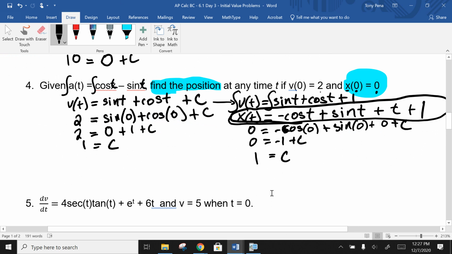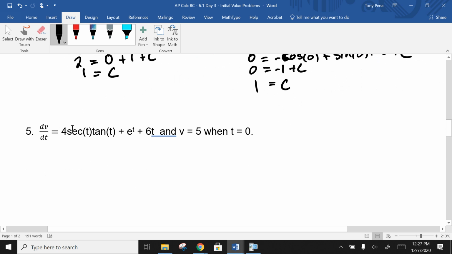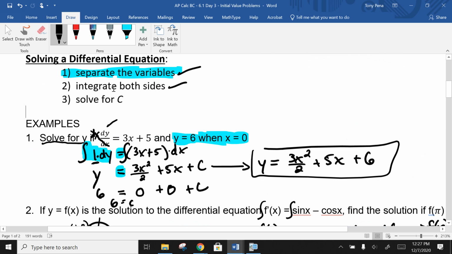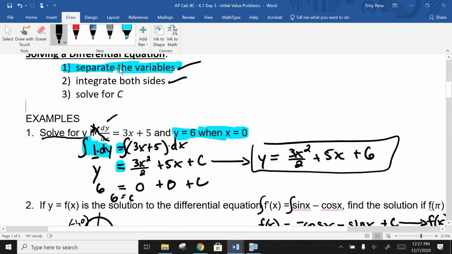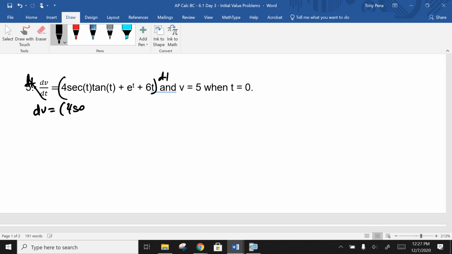The next few, though, tend to get a little bit more interesting. Number 5, first and foremost, this is the first one since number 1 where we have the fraction notation, dv over dt. So the whole idea that first and foremost you have to separate your variables pops up in this one. So we do want to do that. So in this case, what you're going to do is multiply both sides by the dt. And then on the other side, way over here, you're going to multiply that by dt also. So for secant t tangent t.